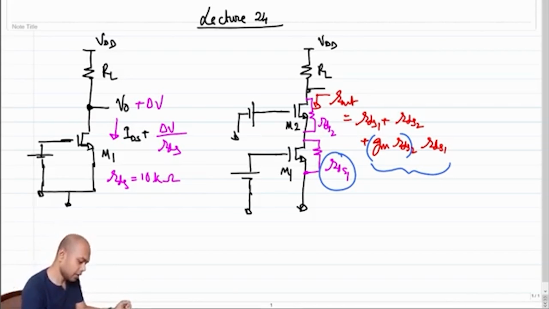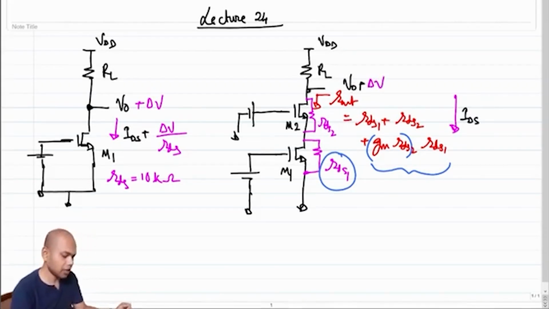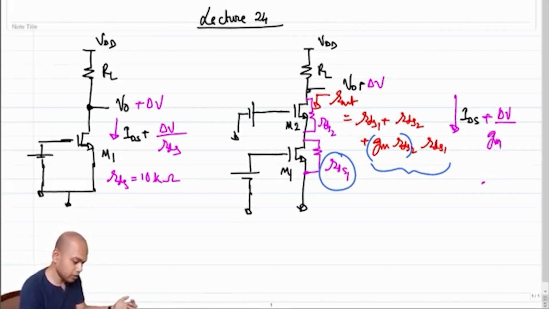What is the total current here? Originally the IDS was the same in both the branches, but now let's say the output V0 changes to V0 plus delta V. How much will the current change by? Clearly in this case the current will change by delta V over the new output impedance, which is approximately gm2 times RDS2 times RDS1.